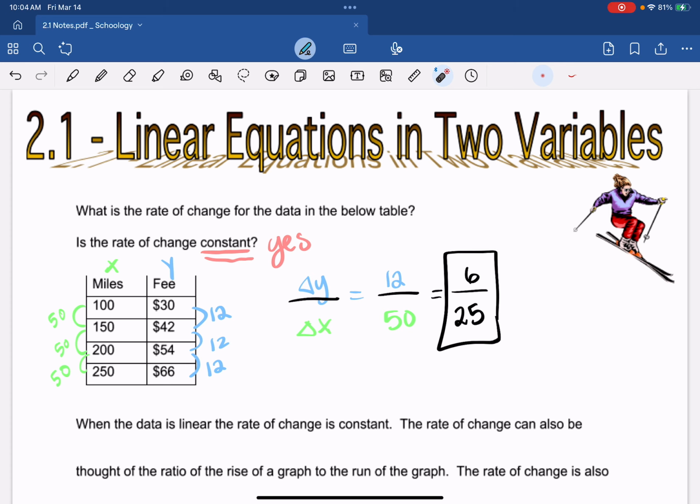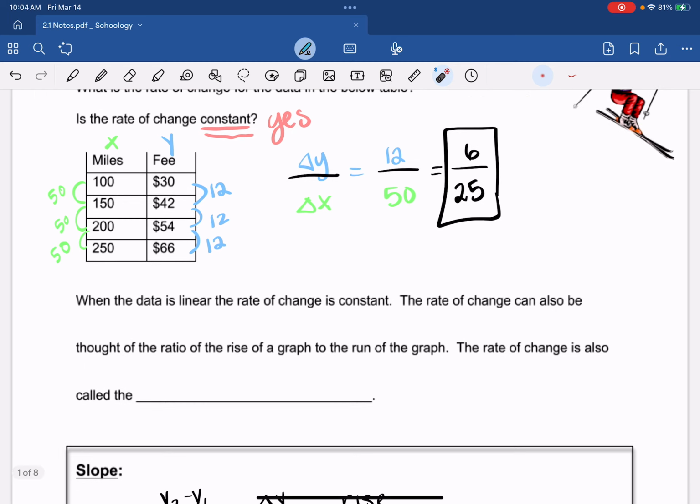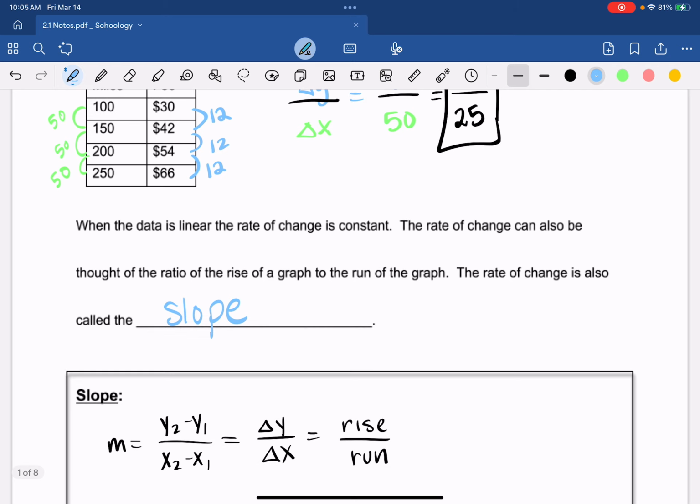So when a data chart like this is constant, we call it linear, right? The rate of change is the same. You can think of it as a ratio of the rise of a graph to the run of a graph, right? That probably sounds familiar. The rate of change is also called, our magic word, slope. You probably can see that coming a mile away as we started that problem. So we're talking about slope. Slope is a rate of change.